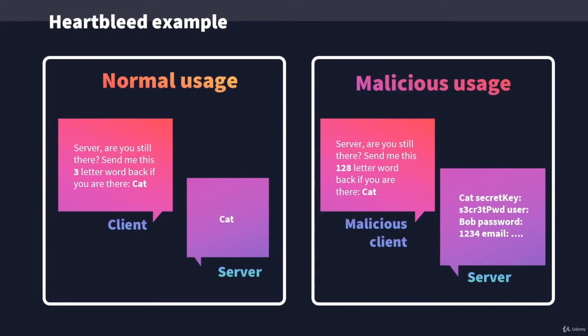On the right, we have the malicious usage using the Heartbleed bug. Similarly to the normal usage, the malicious client would send a message to the server. The client would say something like, "Hey server, are you still there? Send me this 128-letter word back if you are there." And then it would just send a 3-letter word such as cat. Due to improper input validation, the server would send back the 3-letter word followed by 128 letters filled with whatever else is after that word in the memory of the server. The malicious client could get an answer such as cat followed by some secret key stored on the server or confidential information about users such as their credentials or personal details.